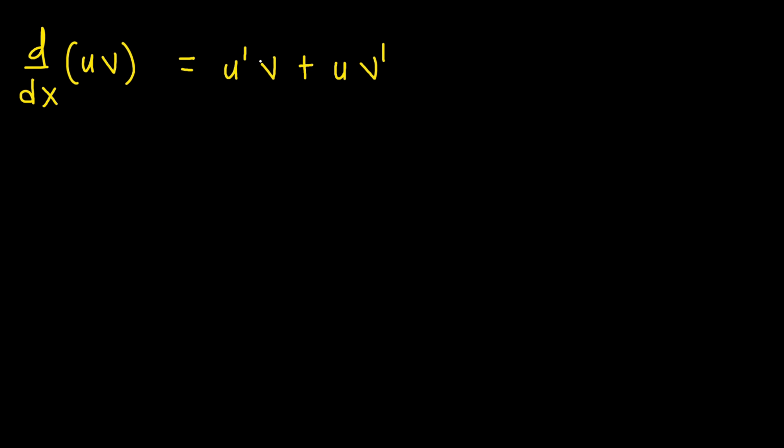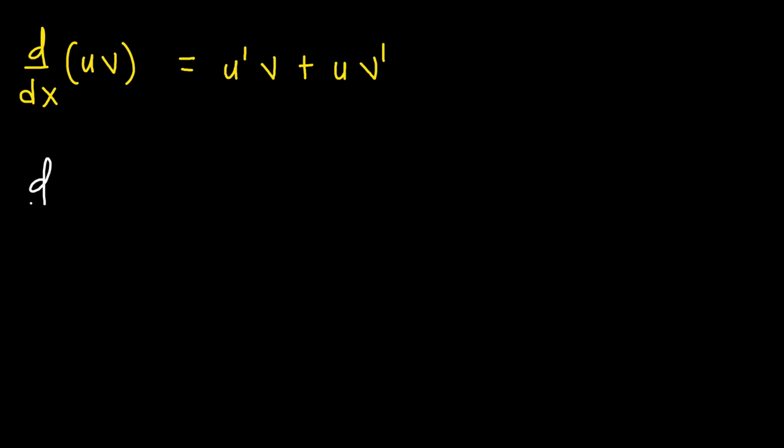Now let's look at what we call the product rule. Whenever you have the derivative of u times v, this will be equal to u prime times v, plus u times v prime. In simple terms, you differentiate u and keep v constant, and then keep u constant and differentiate v. Let's look at some examples.